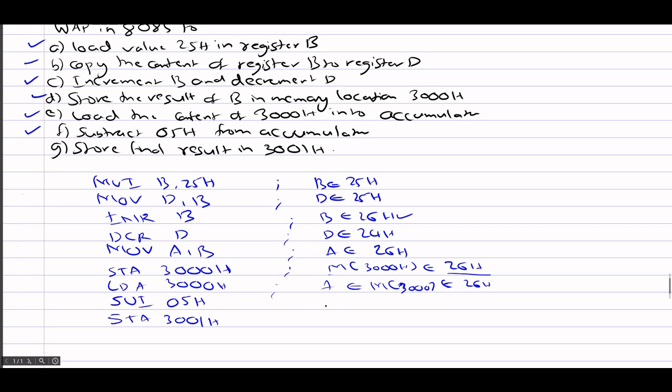We'll now subtract 5 from this, so accumulator will have 26 minus 5, which is 21H, and then finally the result in the accumulator will go to memory location 3001H, which means memory location 3001H will have the value 21H now. So this is how we solve this particular problem.